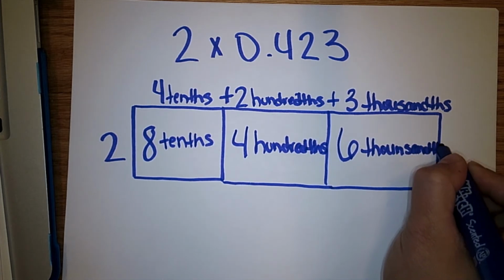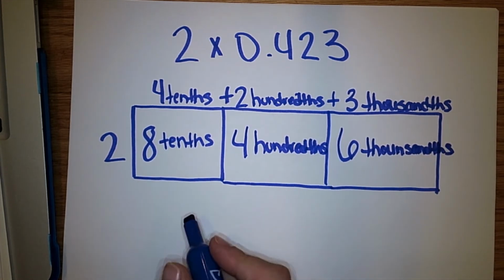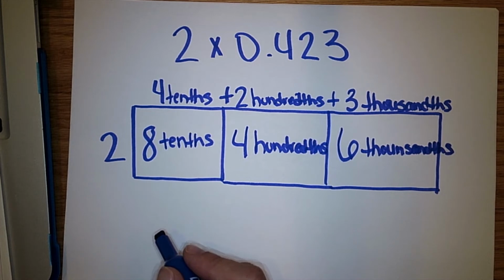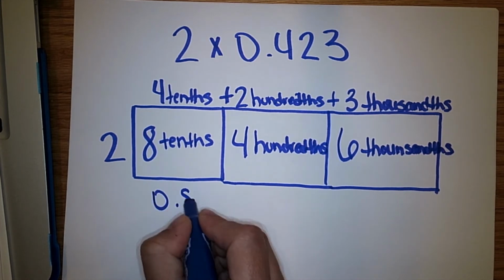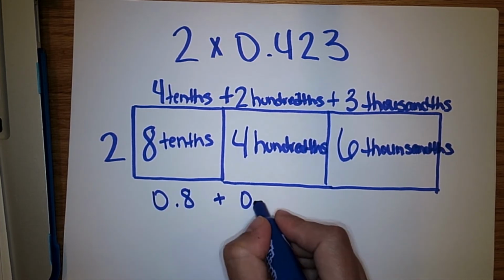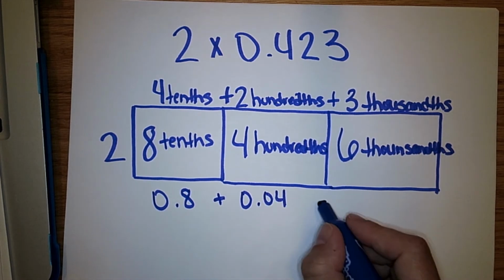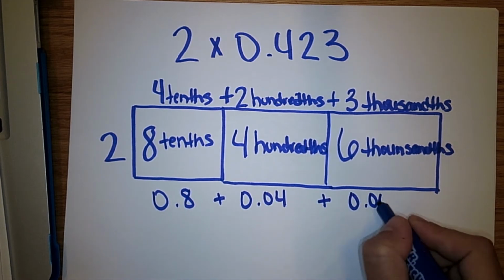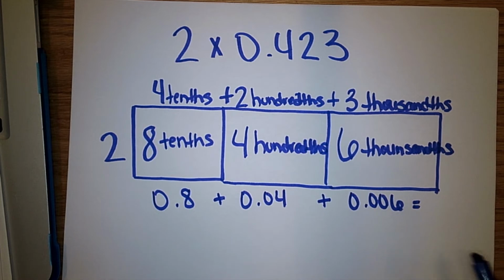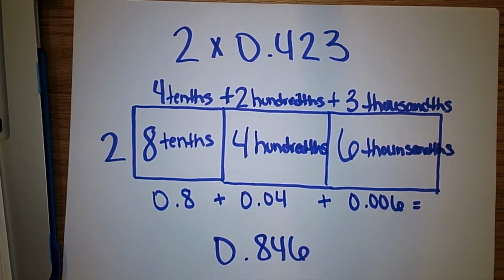And I'm running out of room, make it small. And we bring that down and we put it into our standard form. We get 8 tenths plus 4 hundredths plus 6 thousandths, and put it all together and you get 846 thousandths.